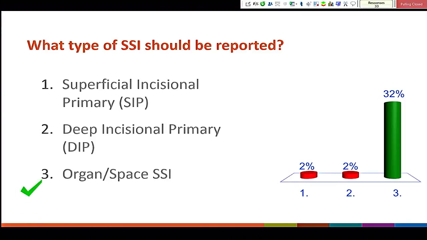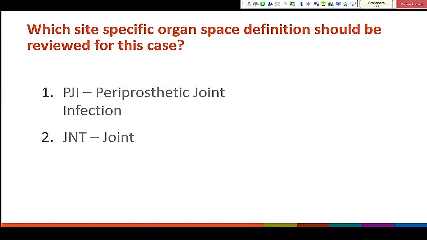Okay, so I'm just going to go ahead and close the poll out. Great job, organ space SSI.